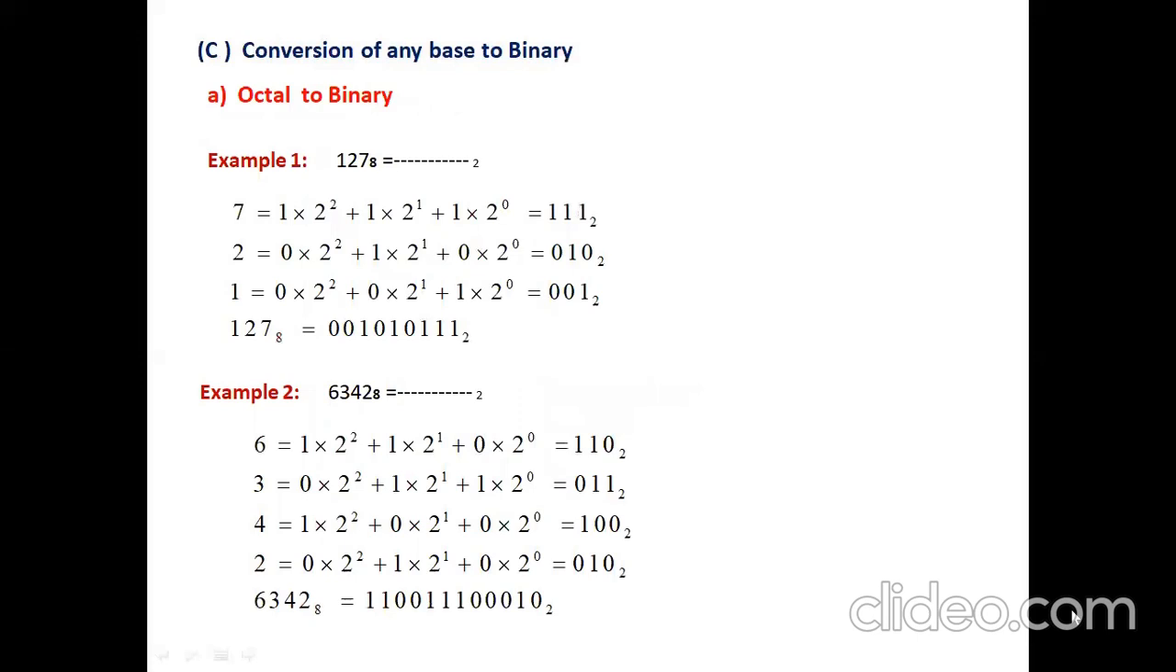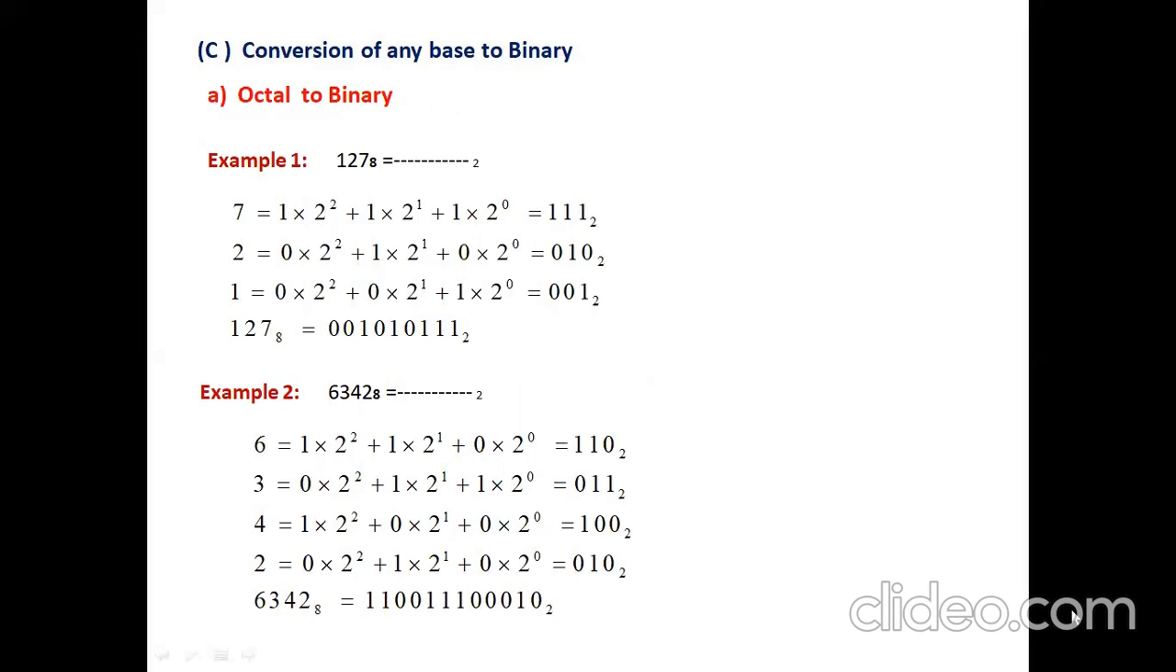Now the third one is conversion of any base to binary. Already we have done decimal to binary and binary to decimal. So we need not consider decimal; the mutual conversions have already been done. So we are not considering decimal over here. We are just considering octal to binary, and hexa to binary, that is what is covered over here.